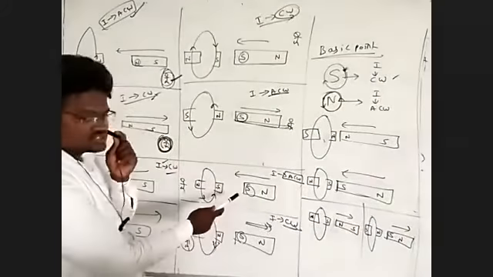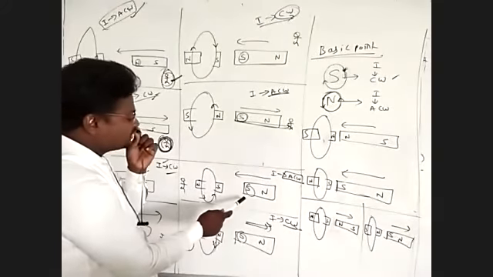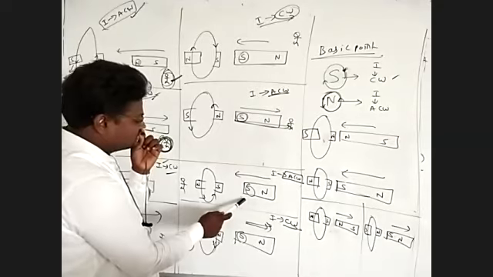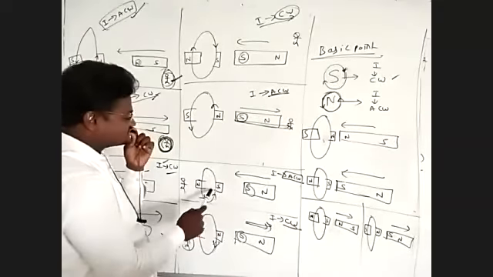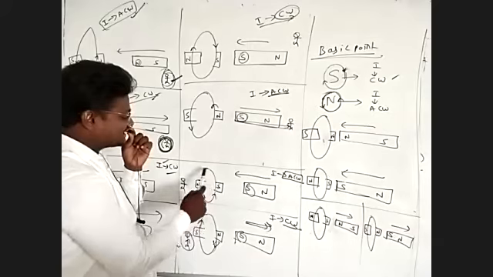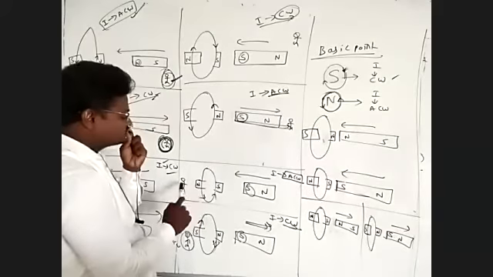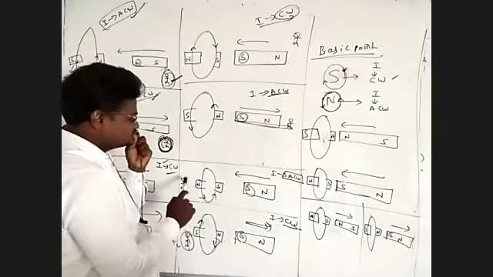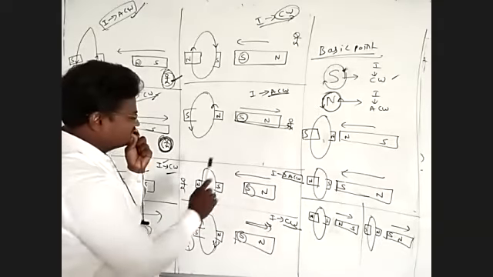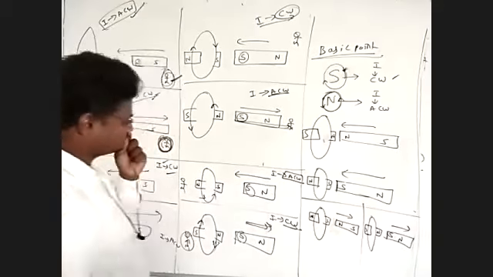Now in this situation, the south pole of the magnet is moving towards the coil. Front ring acts as a south pole, back ring acts as a north pole, but the observer is standing at the backside of the ring. Observer is seeing the north pole. North pole means the current is anti-clockwise direction.